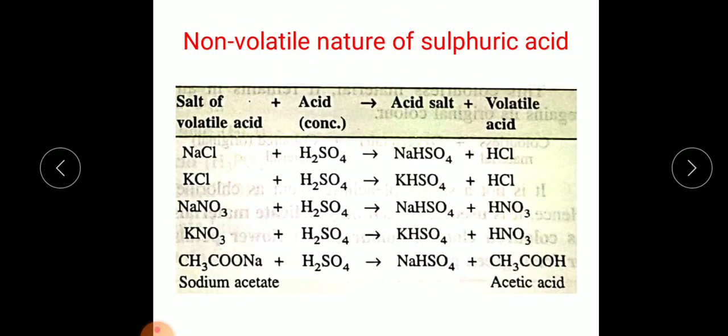Next, non-volatile nature of sulfuric acid. Salt of a volatile acid plus sulfuric acid gives you salt and the volatile acid. How can we show the non-volatile nature of sulfuric acid? For example, if you take sodium chloride and react with sulfuric acid, it will form sodium bisulfate and HCl. If you take potassium chloride and react with sulfuric acid, it forms potassium bisulfate and HCl. Next, potassium nitrate reacts with sulfuric acid to form potassium bisulfate and nitric acid. Similarly, if you take sodium acetate and react with sulfuric acid, it will form sodium bisulfate and acetic acid.